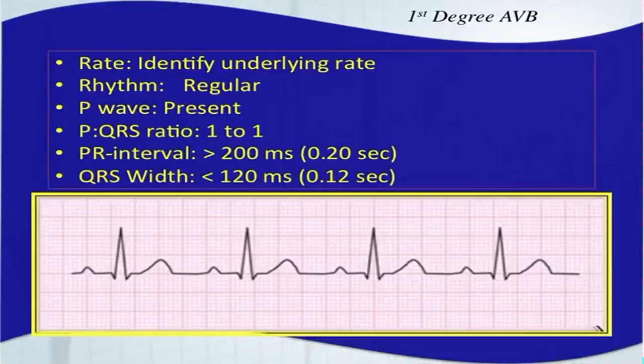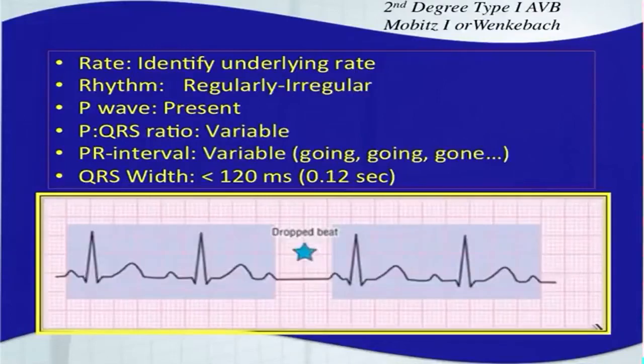There's no dropped beats. You have a 1-to-1 ratio. You have one P wave for every QRS complex. The only difference is this PR interval is long. Okay, notice that PR interval is greater than one big box in length. So it's greater than 200 milliseconds or 0.20 seconds. The QRSs still should be narrow. Now we're going to get into the tough ones.